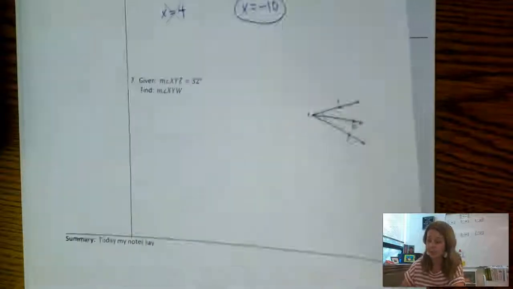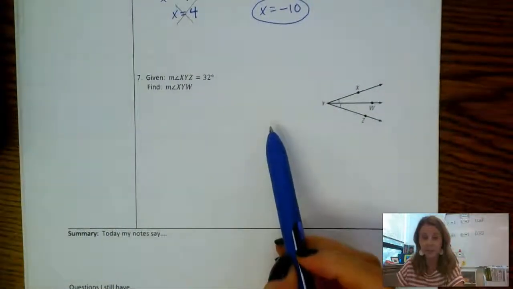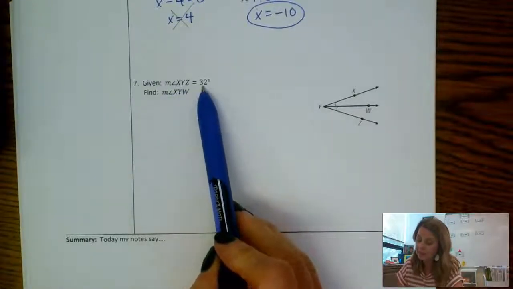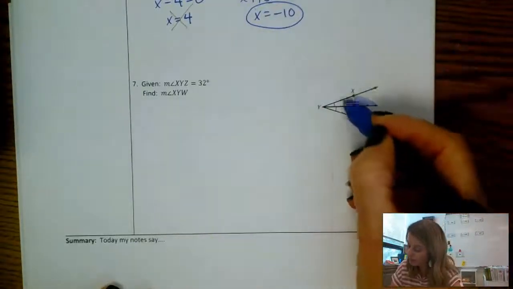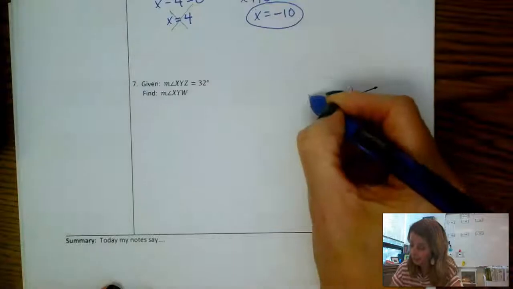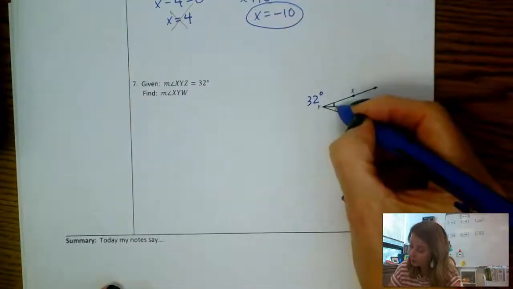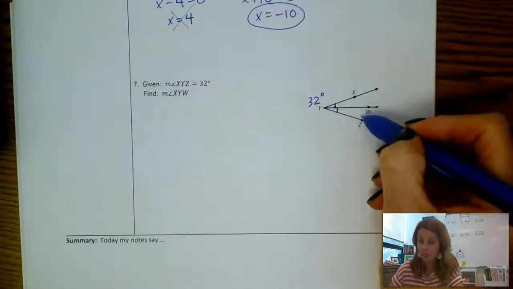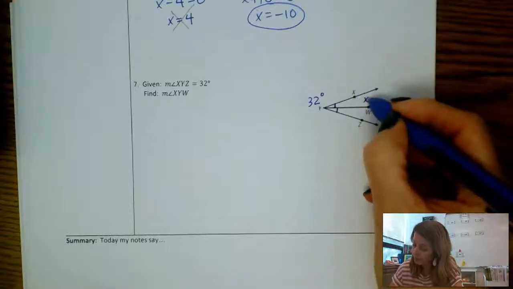Okay, let's do one more example here. This one is quite a bit less complicated than the ones we just did. Given that the measure of XYZ is 32 degrees, find the measure of XYW. So XYZ is the whole thing, 32 degrees. I want you to notice these marks. That tells me that this is an angle bisector. These angles are equal.